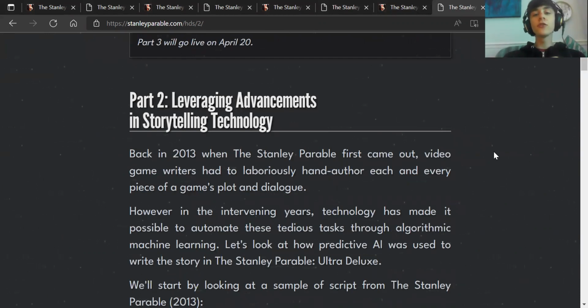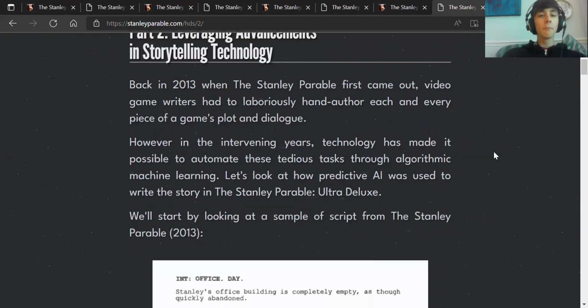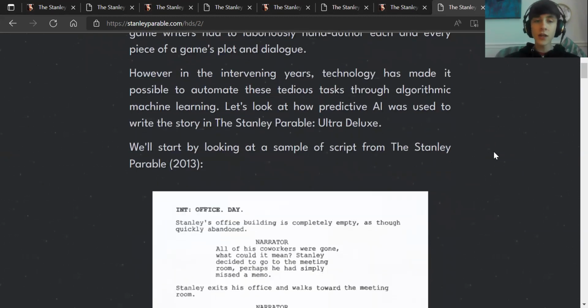Part 2, leveraging advancements in storytelling technology. Back in 2013, when the Stanley Parable first came out, video game writers had to laboriously hand author each and every piece of a game's plot and dialogue. That must have been very tiresome. However, in the intervening years, technology has made it possible to automate these tedious tasks through algorithmic machine learning. Let's look at how predictive AI was used to write the story of the Stanley Parable Ultra Deluxe.